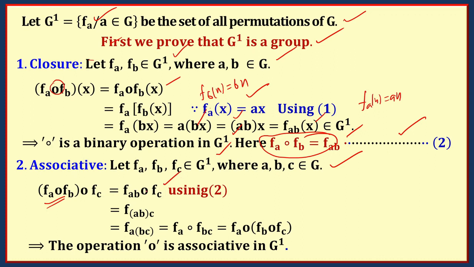Using 2, f_a ∘ f_b ∘ f_c means f_abc. a, b, c are elements in G, so by using the associative property, f_(ab)c = f_a(bc). f_a into bc means f_a ∘ f_bc. This is f_a ∘ f_b ∘ f_c using 2. So f_a ∘ f_b is equal to f_ab using this very important result. So this operation circle is associative in G'.